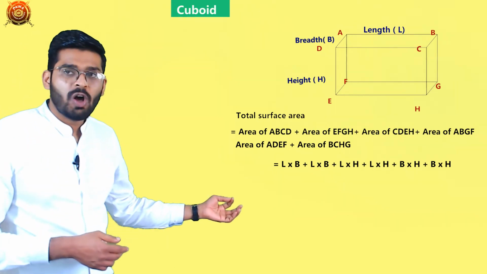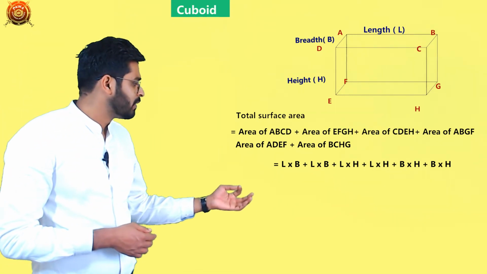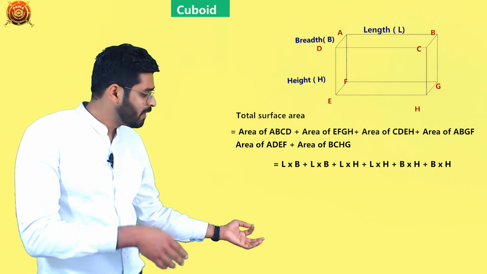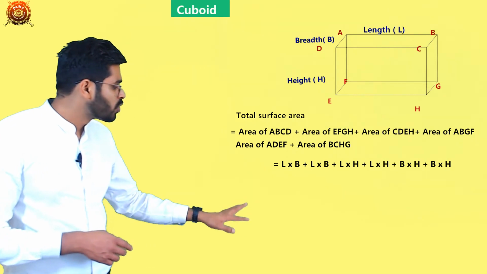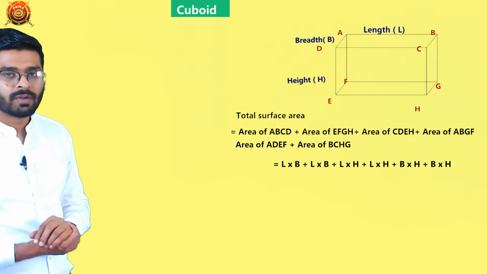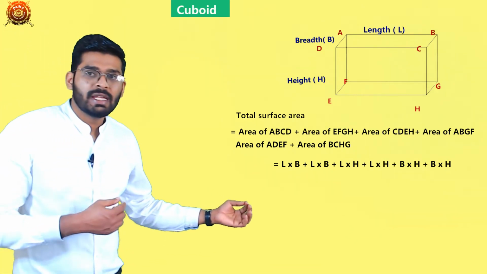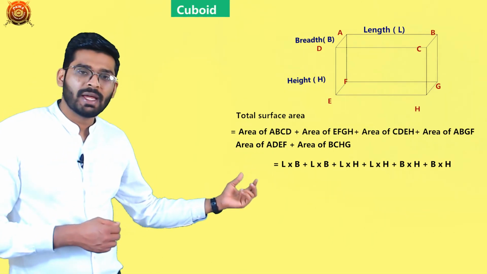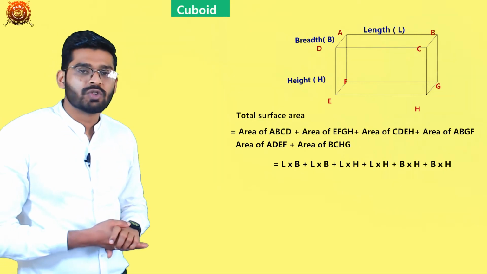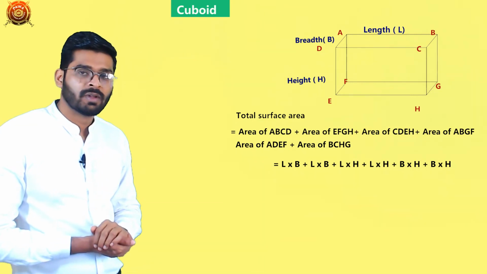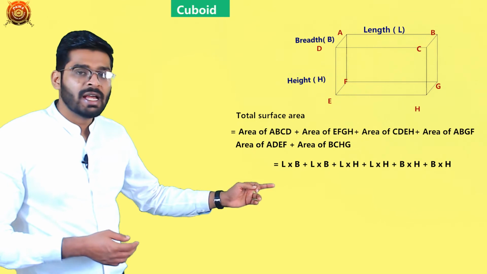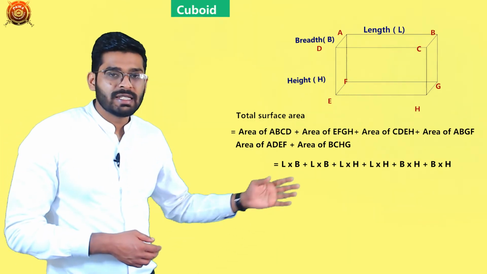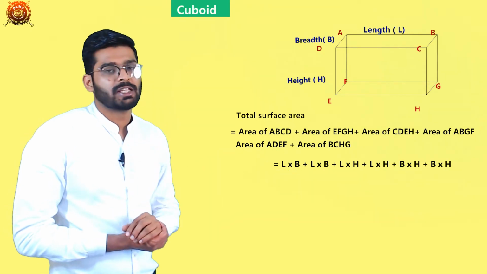Similarly, area of ABGF, that is length into height, because AB is the length and AF is the height, we have only 2 parameters, so area will be length into height, plus now area of ADEF. Now here AD is the breadth and DE is the height, so area will be breadth into height. Similarly, area of BCHG, here students, BC is the breadth and CH is the height. So area is breadth into height.